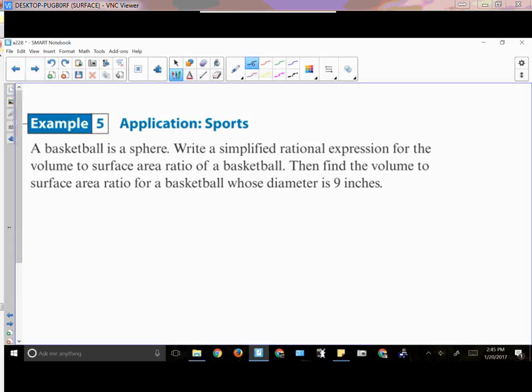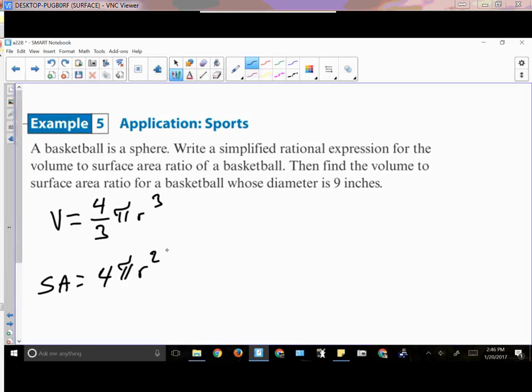But I'm going to give them to you so that you can write them down. Volume of a sphere is equal to 4/3 pi r cubed. Surface area of a sphere is equal to 4 pi r squared. That's just what those things are.